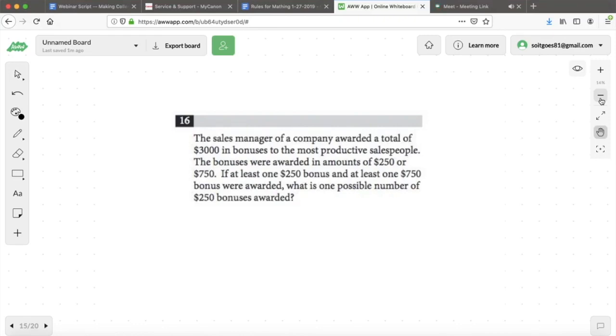So let's do that. I'm going to create a T-chart. We've got some number of $250 bonuses and some number of $750 bonuses. Now, we know we've got at least one $250 bonus, at least one $750 bonus. So give me a number to test, a potential number for $250 bonuses that might get us to 3,000. Four. Let's try 4.